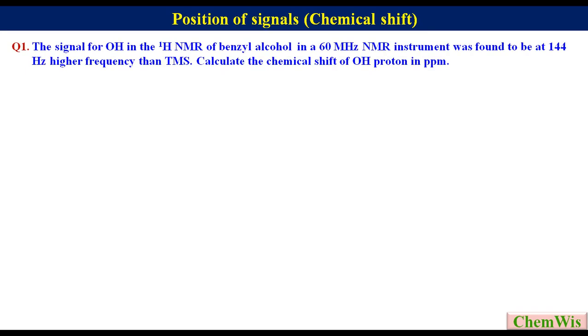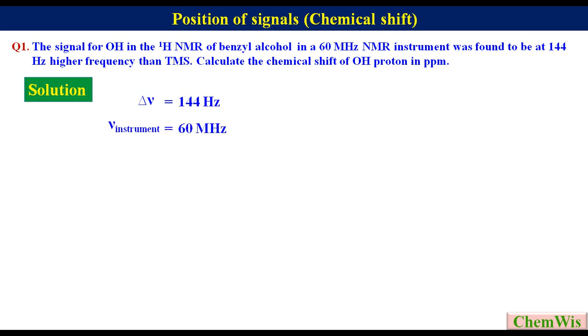Question number 1. The signal for OH in the 1H NMR of benzyl alcohol in a 60 MHz NMR instrument was found to be at 144 Hz higher frequency than TMS. Calculate the chemical shift of the OH proton in ppm. Given that the chemical shift in Hertz, that is delta nu, is equal to 144 Hz, and the instrumental frequency is equal to 60 MHz.